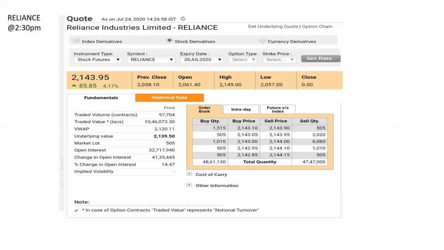Suppose somebody has not booked the profit at 10:30 also. So at 2:30, towards the day end, let's see how the stocks had performed. Reliance, if you can see, was again up 4%. This is the NSE site like I've shown you. The previous close was this, it opened here. High made was this, low made was this. So that means a bullish pick was completely right.